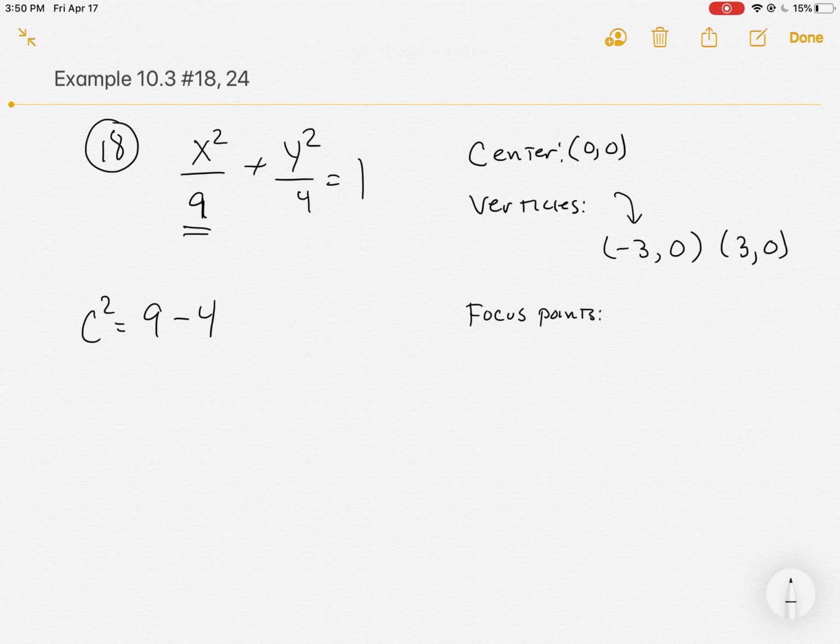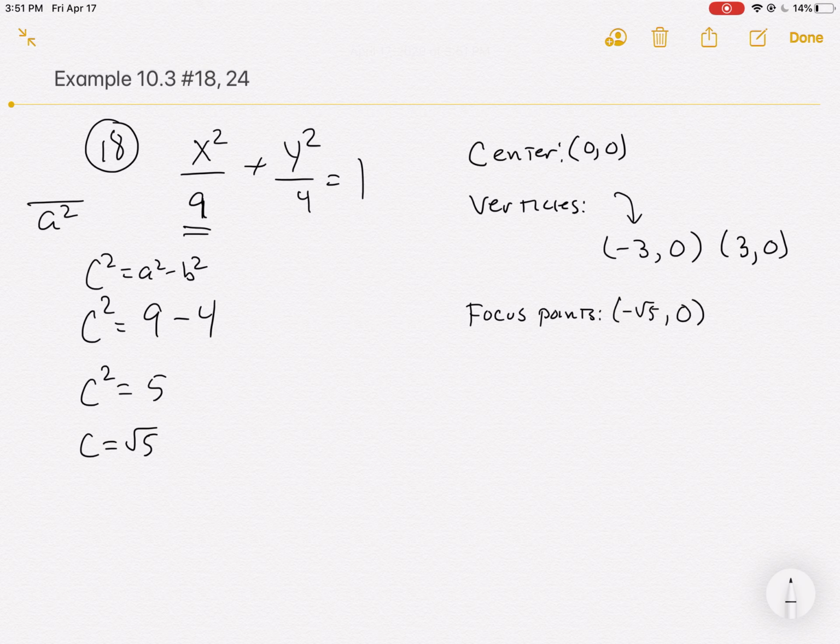Remember that underneath these are, if you're wondering, hey, where'd you get the 3? Remember, the general form has an a squared underneath it, and we're adding and subtracting a, so it's the square root. But remember, c squared was equal to a squared minus b squared. So a squared is 9 and b squared is 4. So c squared is equal to 5. So c is equal to root 5. So our focus points are negative root 5, 0, because everything's happening to the x, and root 5, 0. And that easily we can get the center, vertices, and focus points, or what they call foci, for each ellipse.